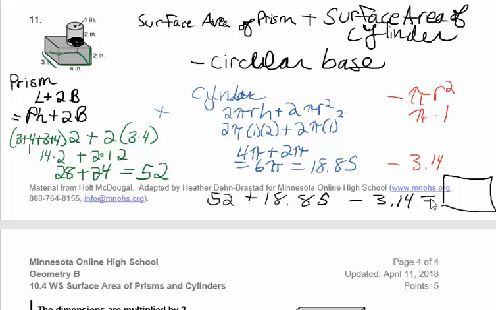Now, some of you may be asking, couldn't I just have added the area of one base right here? So instead of adding 2 pi r squared, I could just add pi r squared. And the answer is yes. And then you wouldn't subtract the 3.14, the area of one base. So there's more than one way to solve this problem.